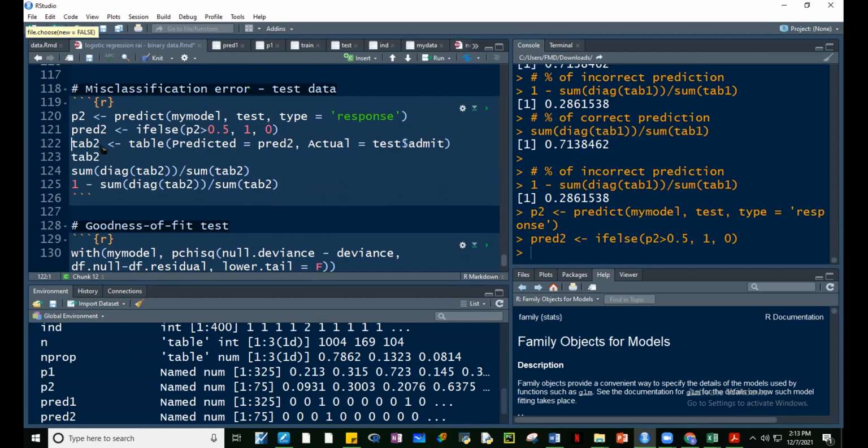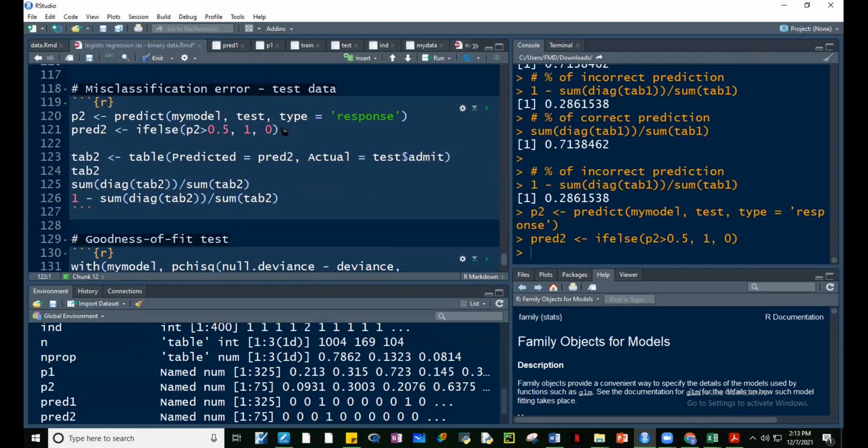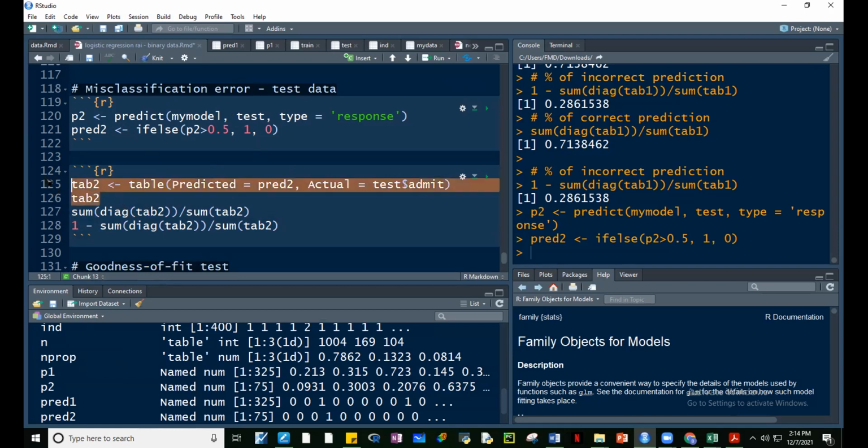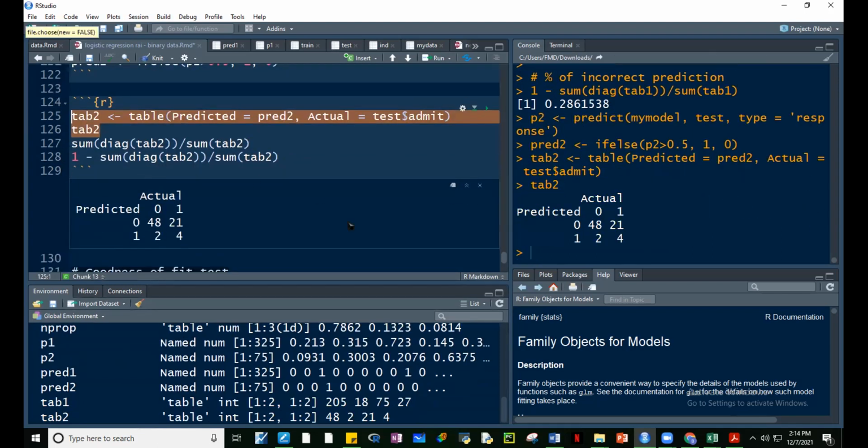And then let's create, parang yung kanina, another tab. Okay, kung gusto nyo guys, split natin to. So here we're creating an object called tab. Ganun din, predicted from pred2, and then actual, yung test, admit. Okay, so let's take a look at tab 2.